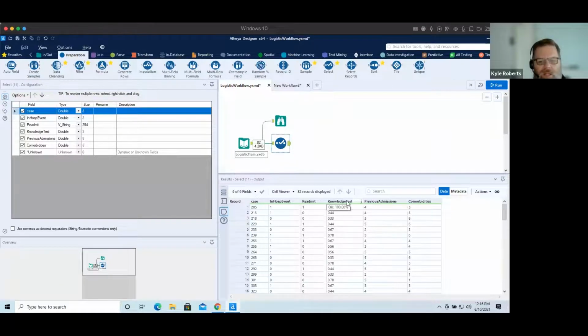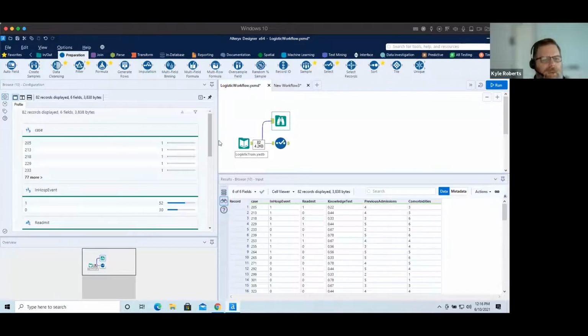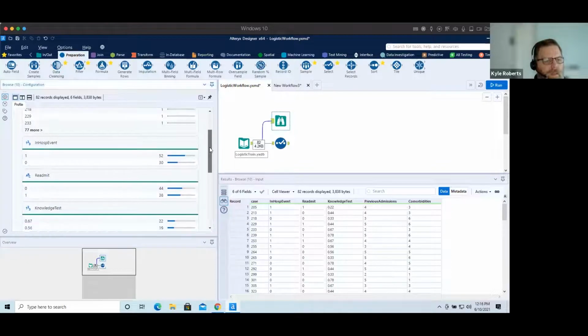And then the knowledge test here, you see it's all values like 0.22. It looks like that's a percentage that they got right. Number of previous admissions, that's on a good scale there. And also comorbidities. For some reason my browse tool, there we go, that's coming up now. So I have 82 cases here. Whether or not they had an in-hospital event, 52 of them did versus 30 did not. And this probability of readmit looks like about half and half, 44 versus 38.